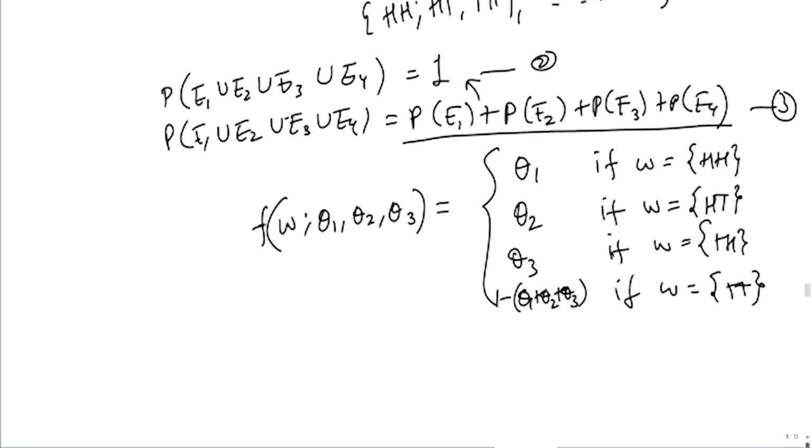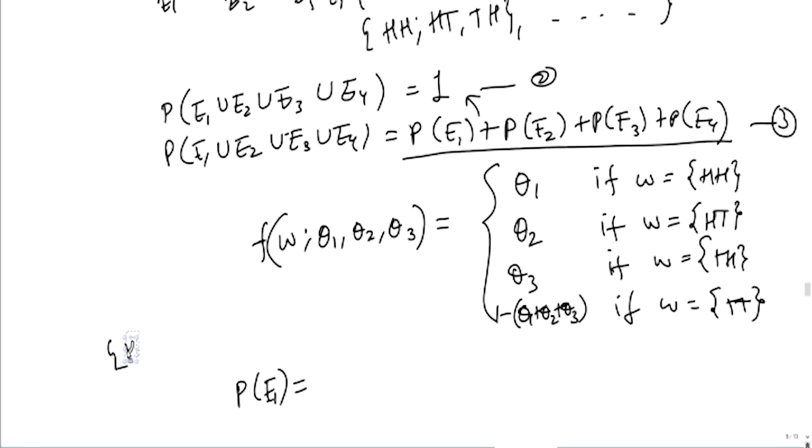Of course, it would satisfy now this particular constraint that the summation of probabilities of elementary events is equal to 1. That is fine, because if you sum them up, right? So if you calculate probability of E1, what is event E1? This is HH, right? Let me just rewrite it here. So E1 is basically probability of HH. Okay, so if omega is HH, then this would be theta 1. Okay, you can see here.